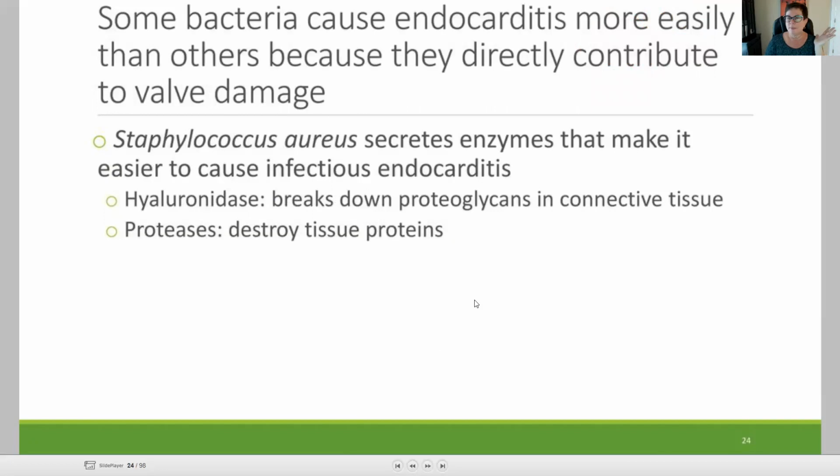And so some bacteria cause endocarditis more easily than others, and that's because they directly contribute to the valvular damage. And Staphylococcus aureus is one of those organisms. And Staph aureus secretes enzymes that lead to the breakdown and destruction of tissues. So that can certainly add to the issue of infective endocarditis.